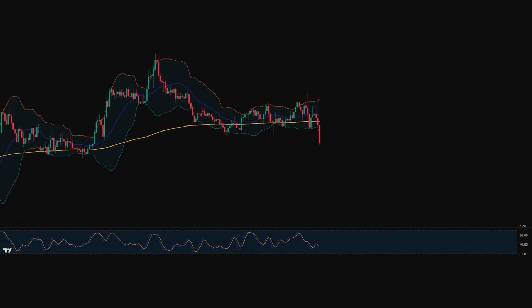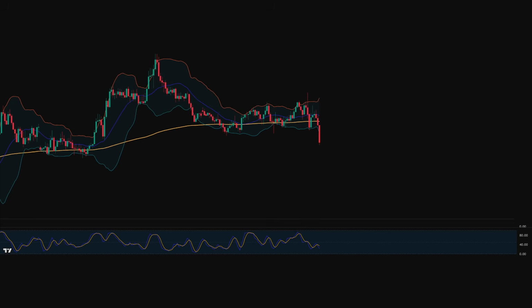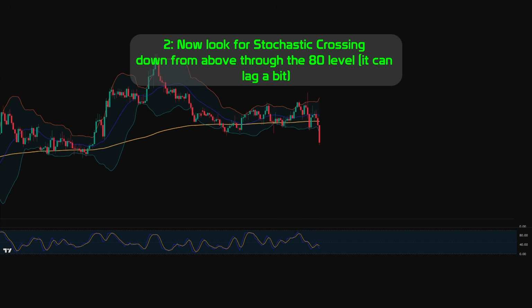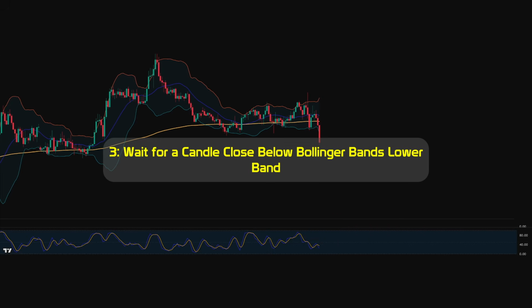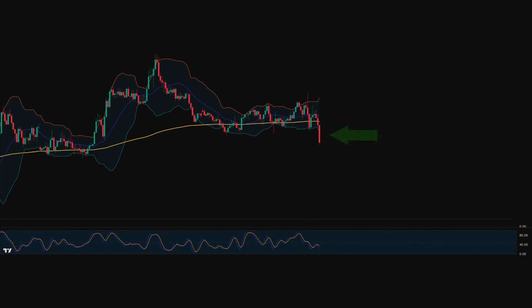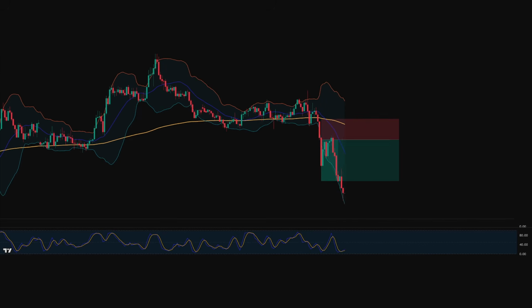Okay, now let's look at a short entry. The price needs to be below the 200 moving average. At the same time, the stochastic oscillator should cross over the 80 level from above, indicating an overbought condition. Wait for the candle to close outside the Bollinger Band's lower band. Set your stop loss for 15 pips or just over the middle blue Bollinger basis line. Take profit is set at 30 pips.